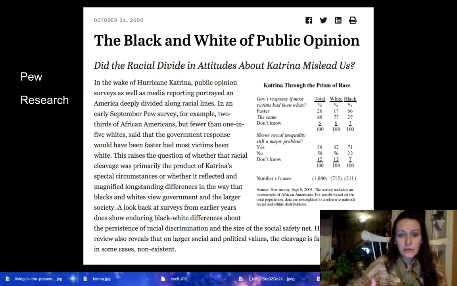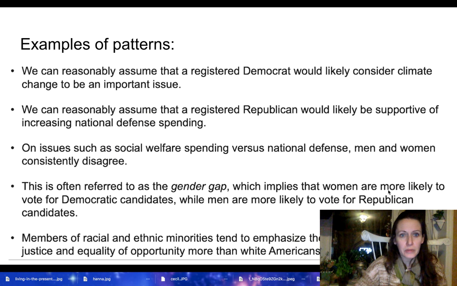Then, as I mentioned before, race is also a factor. So this is an example from Pew Research of just the racial view of things in post-Hurricane Katrina, right? So it gives you an example. There's a poll here, right? Did Hurricane Katrina show that racial equality is still a problem? 71% of Black respondents said yes, as opposed to 32% of whites, right? So significant, right? So this is once again another screenshot.